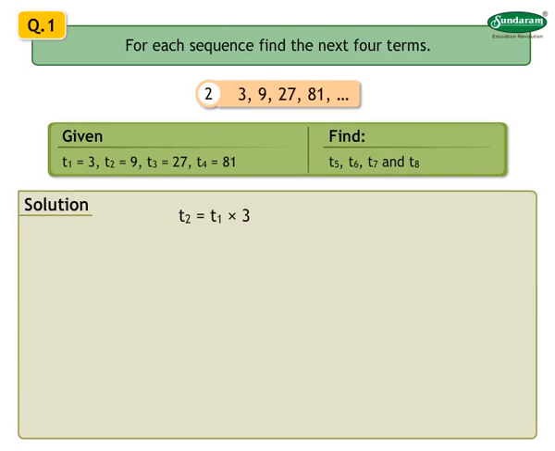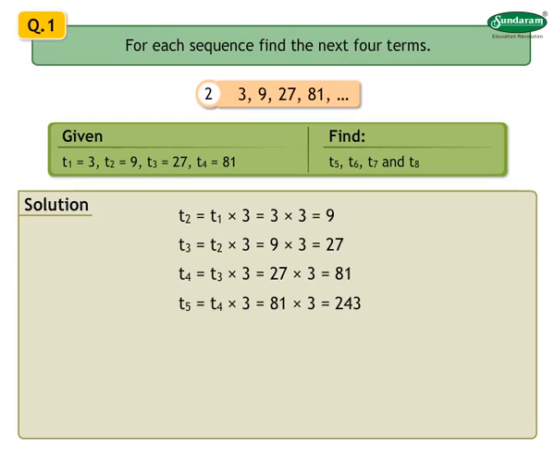Solution. T2 is equal to T1 into 3 is equal to 3 into 3 is equal to 9. T3 is equal to T2 into 3 is equal to 9 into 3 is equal to 27. T4 is equal to T3 into 3 is equal to 27 into 3 is equal to 81. T5 is equal to T4 into 3 is equal to 81 into 3 is equal to 243.